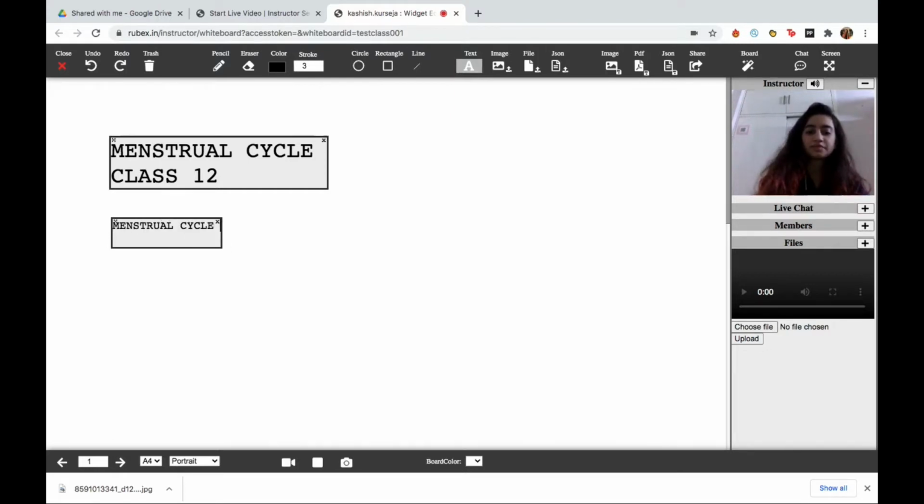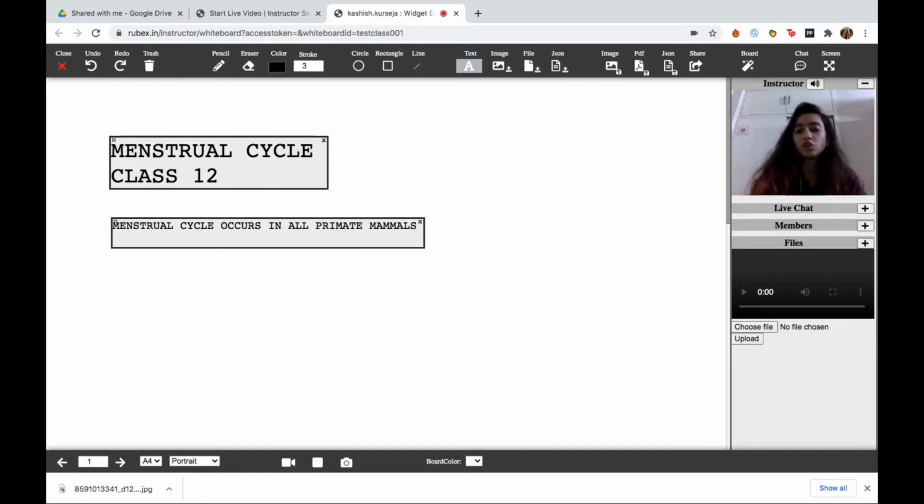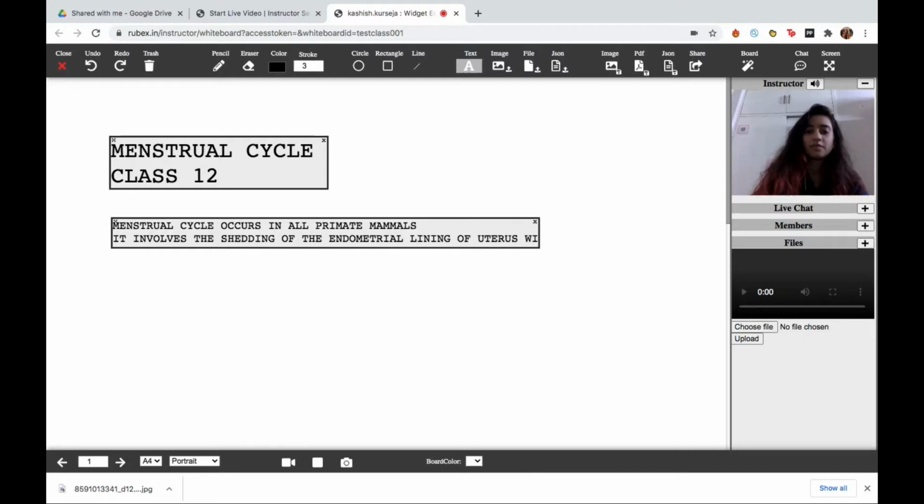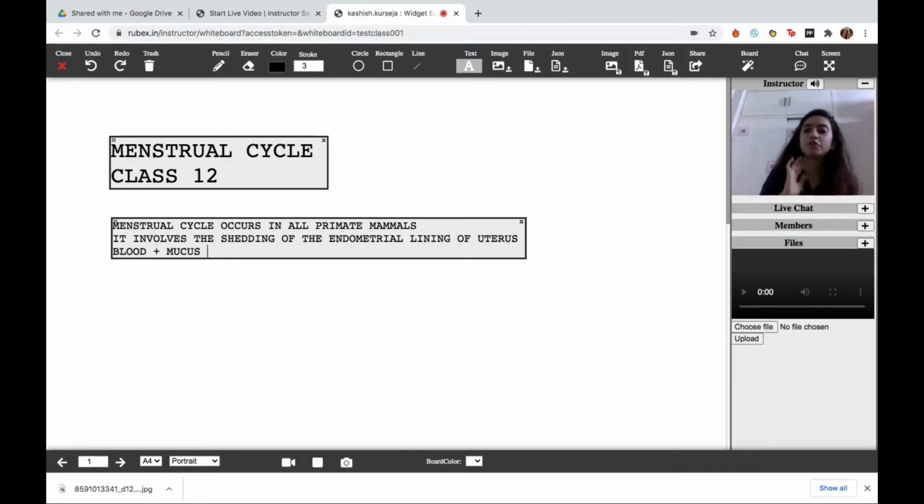Menstrual cycle occurs in all primate mammals. So not just humans, it is occurring in all the primate mammals, right? And it involves the shedding of the endometrial lining of uterus, that is blood and mucus. So this is what is let out from the body.